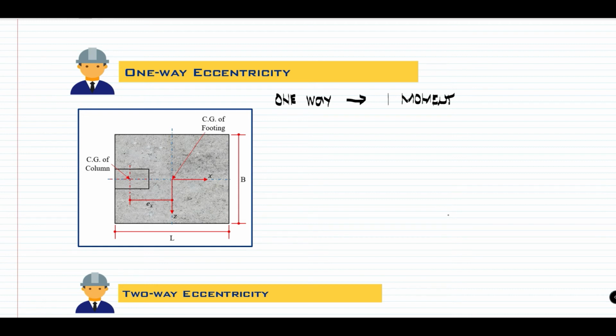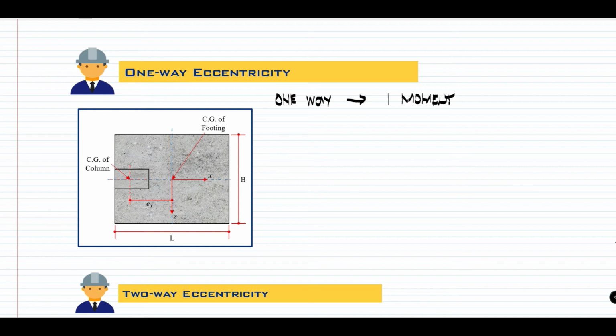So, nangyayari din yon kung ang columns natin is nandito, tapos nandito, or nandito. So, yun yung mga possible positions ng columns na may one-way eccentricity. And also, kung meron lang tayong iisang moment about z, so yan, one-way eccentricity yan. At meron tayong iisang moment about x. So, yan yung one-way eccentricity.